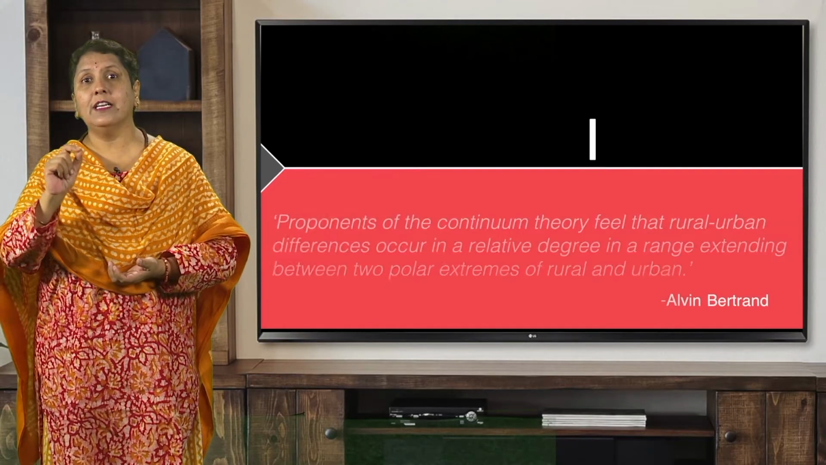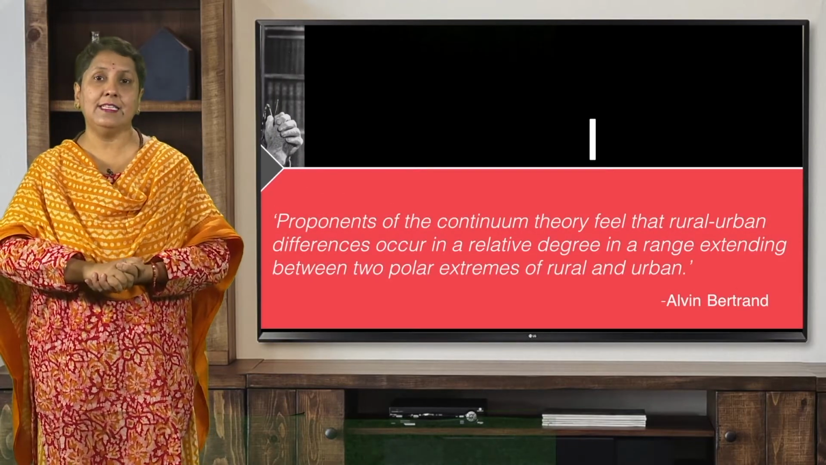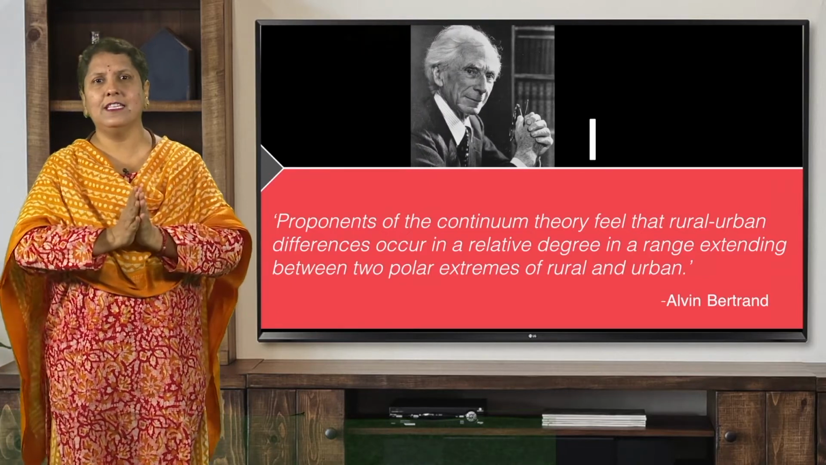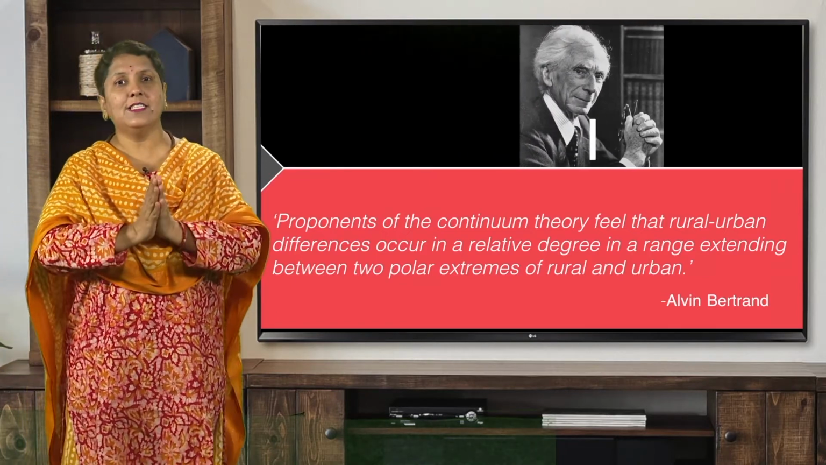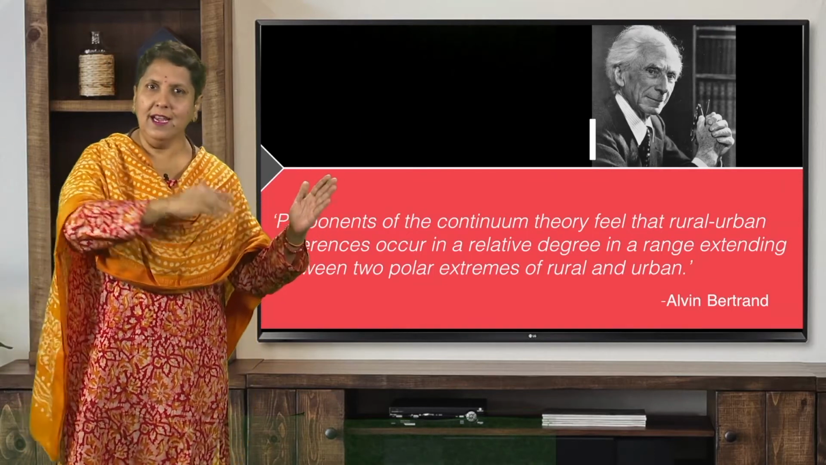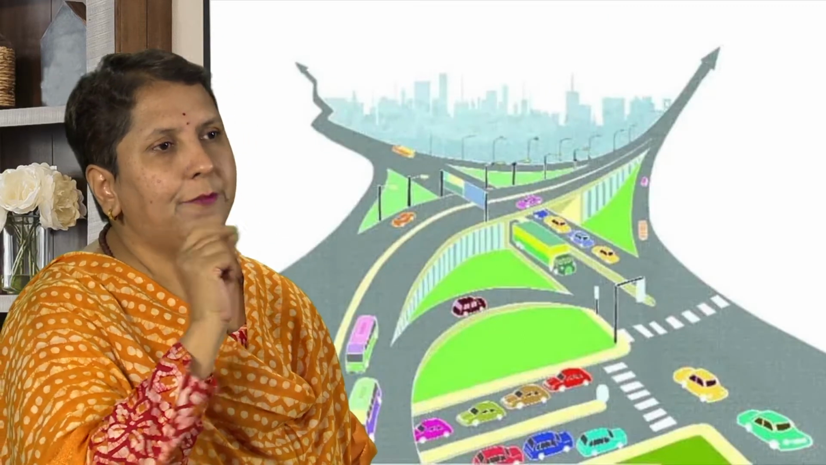Alvin Bertrand, while discussing rural-urban continuum, says, proponents of the continuum theory feel that rural-urban differences occur in a relative degree, in a range extending between two polar extremes of rural and urban. The continuum theory lays emphasis on rural-urban differences rather than on rural-urban dichotomy.